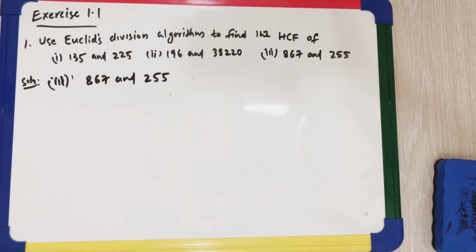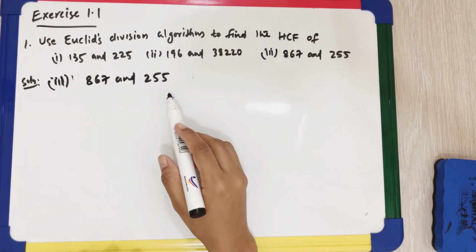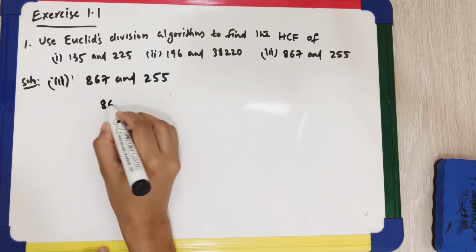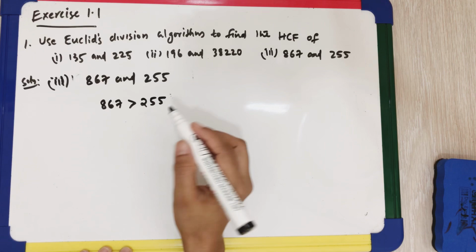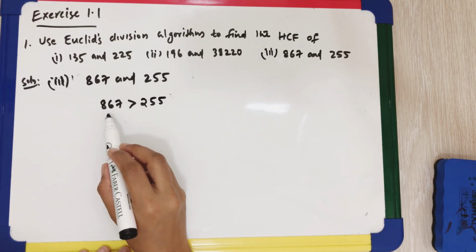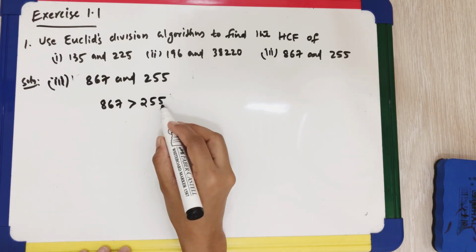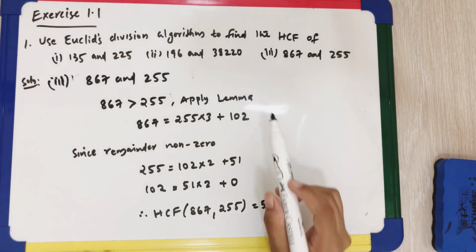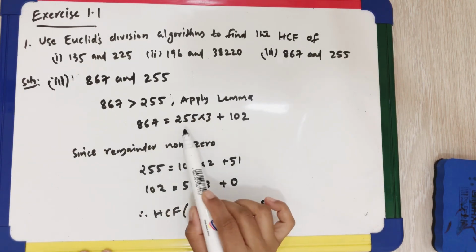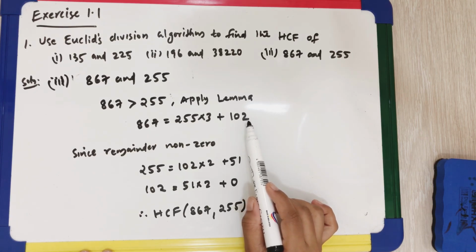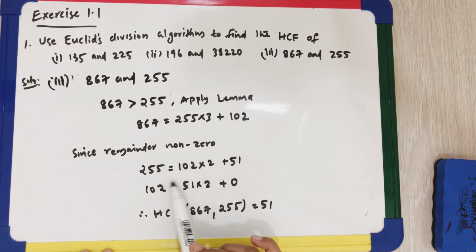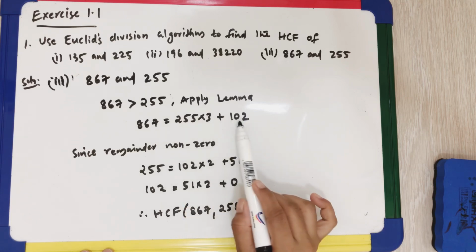Next question, 867 and 255. Here 867 is greater than 255. Therefore, apply Euclid's lemma taking a equal to 867 and b equal to 255. Applying the lemma, we get 867 is equal to 255 into 3 plus 102. Remainder 102 is not equal to 0. Therefore, apply the lemma to 255 and 102.